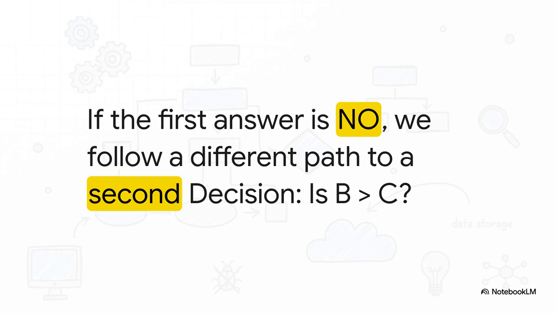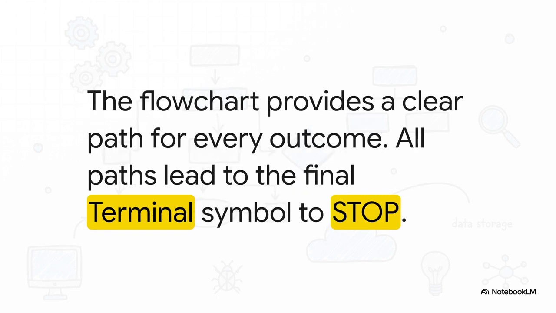But what if the answer is no? Well, if A isn't the biggest, our journey isn't over. The logic has to continue down the no path to a second decision diamond. Here, we ask a new question to figure out the winner between the remaining two. Is B greater than C? You can see what's happening here, right? This structure creates a clear, visual path for every single possibility.